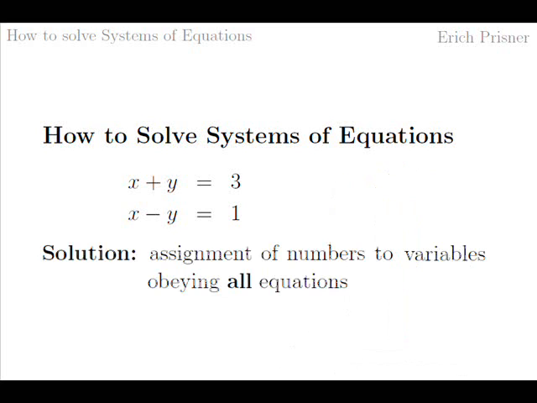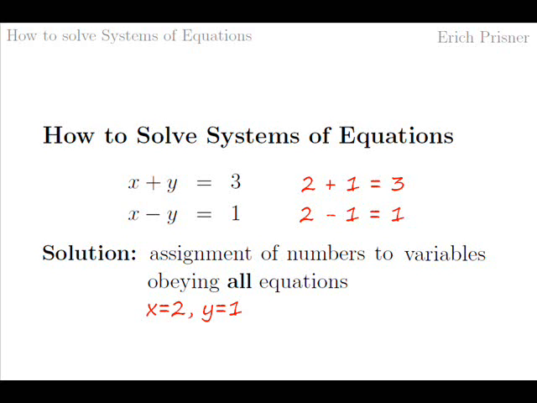A solution of such a system of equations is any assignment of numbers to the variables which makes all equations true. For example, the system above has a solution x equals 2, y equals 1. Why? We plug it in, 2 plus 1 equals 3 and 2 minus 1 equals 1, so it checks. Checking whether numbers really form a solution is not hard, but we want to find solutions. This mini lecture shows how.